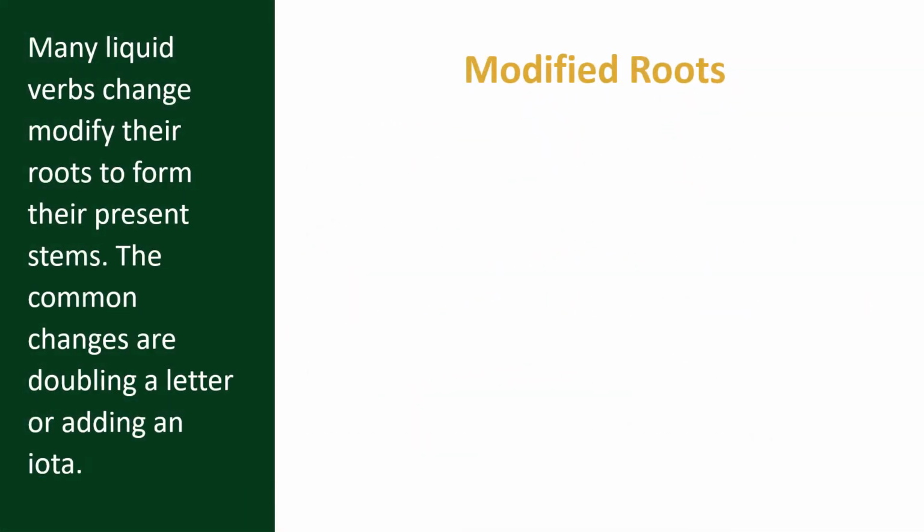There is one last thing that you need to know about liquid verbs. Many liquid verbs change or modify their roots to form their present tense stems. The common changes are either doubling a letter or adding an iota. Let's look at a few examples of modified roots for liquid verbs. For instance, the verb apostellō, I send. The root is apostel. Notice that in the root part stel, the lambda is doubled in the present tense, but it would not be doubled in other tenses.